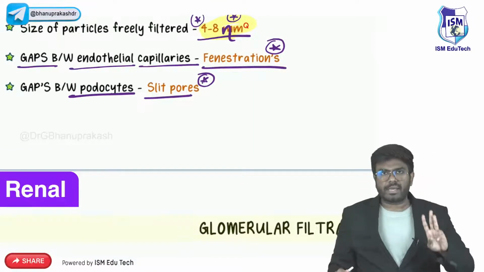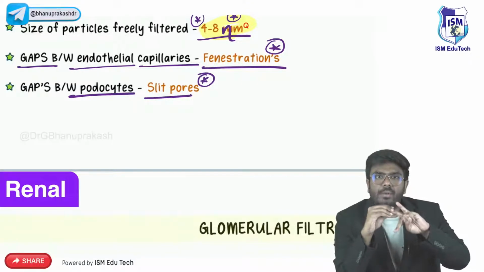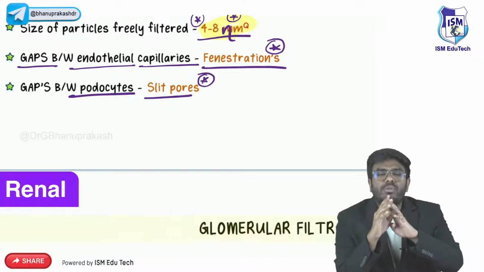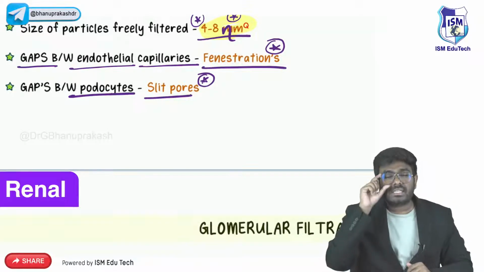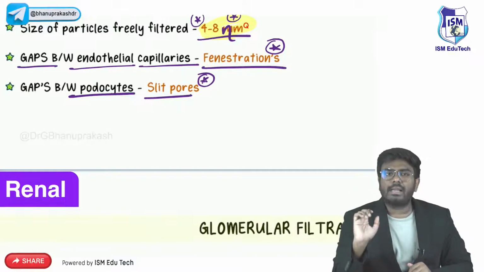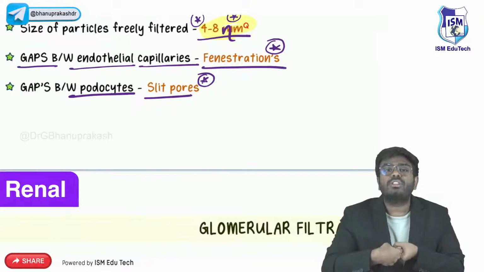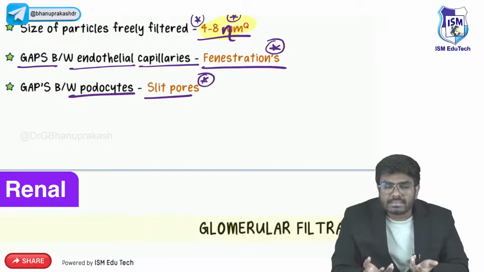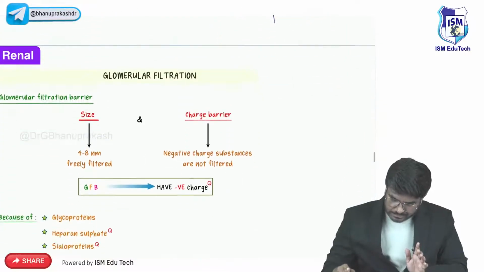So the glomerular filtration barrier consists of 3 layers. What are they? The capillary endothelium, the glomerular basement membrane, and the third layer is the podocytic foot processes layer. Now, which substances are easily filtered? Substances of 4 to 8 nanometers are freely filtered. The gaps within the endothelial capillaries are called fenestrations, and the gaps between the podocytes are called slit pores. Done.